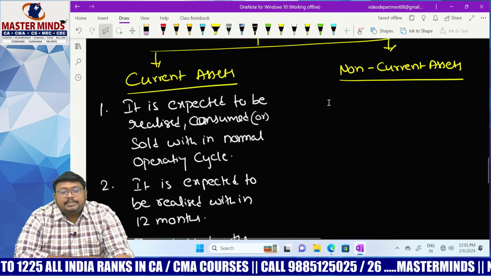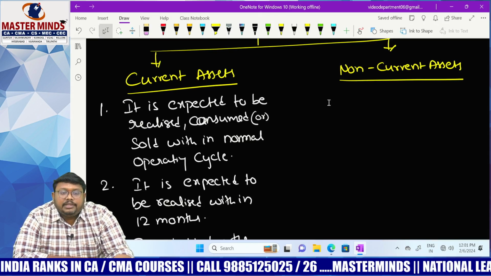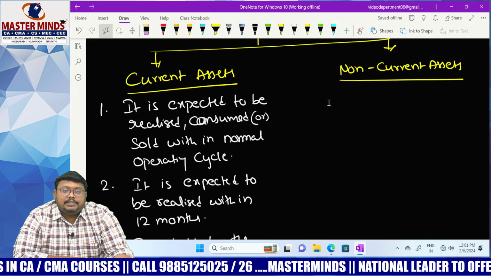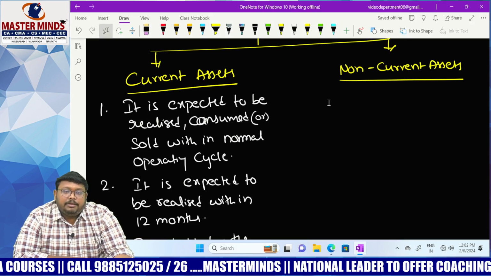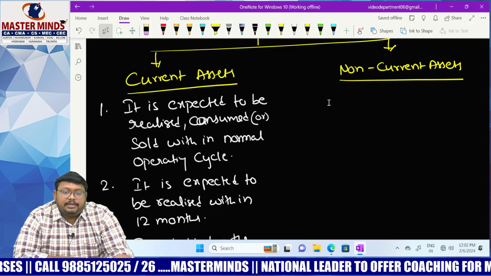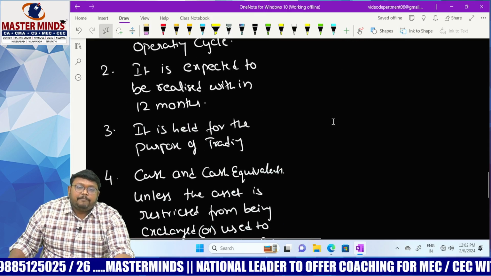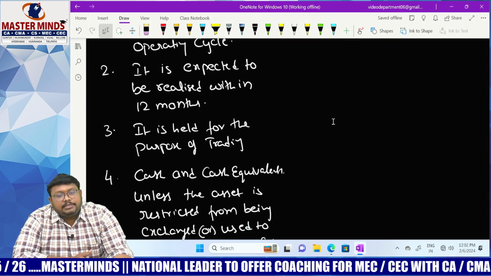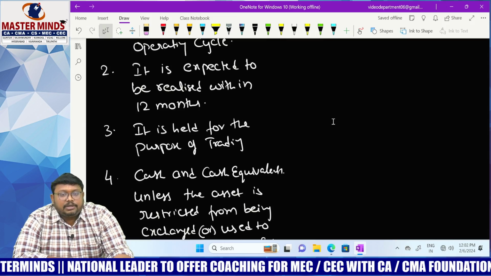When you say it is a current asset, it means it is expected to be realized, consumed, or sold within the normal operating cycle. If you realize it into cash, consume it in the organization, or sell the finished goods into the market, then it is your current asset. Second, it is expected to be realized within 12 months, within 1 year. It is for a short-term purpose. So within a period of 12 months, you are realizing it into cash. In that condition, it is your current asset.